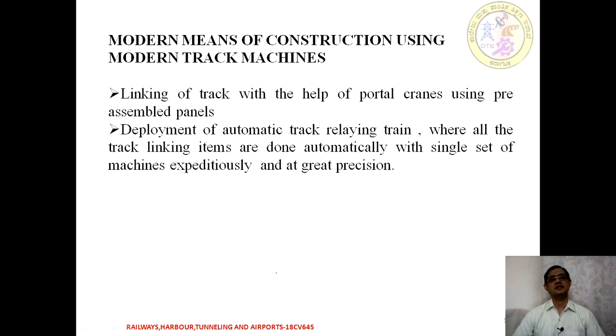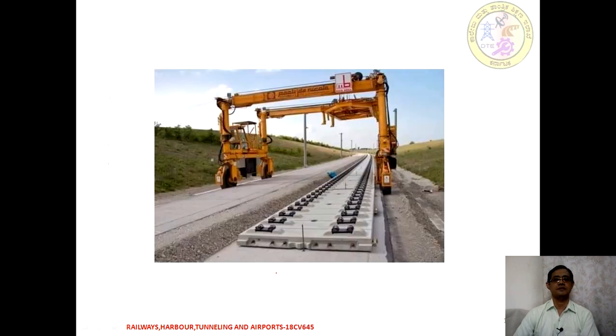That is the importance of the modern method. It saves time and it saves manpower. Apart from that, accuracy can be easily maintained. That is the advantage of using modern track laying machines.